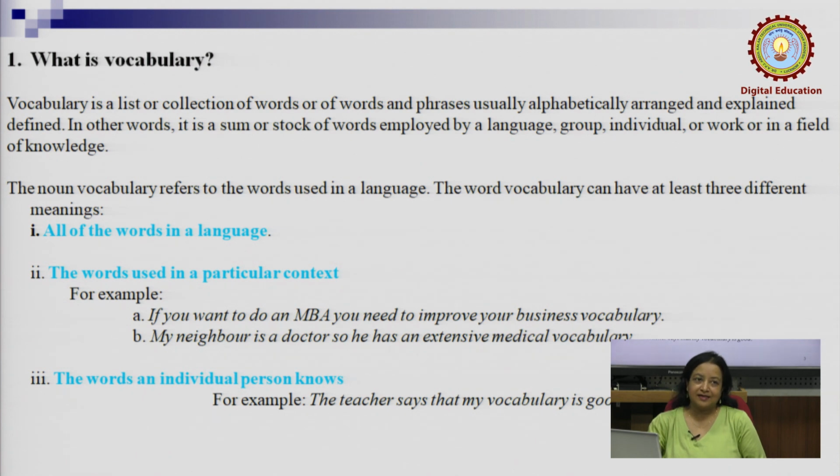Look at the second sentence. My neighbor is a doctor, so he has an extensive medical vocabulary. Then third, the words an individual person knows. For example, the teacher says that my vocabulary is good.